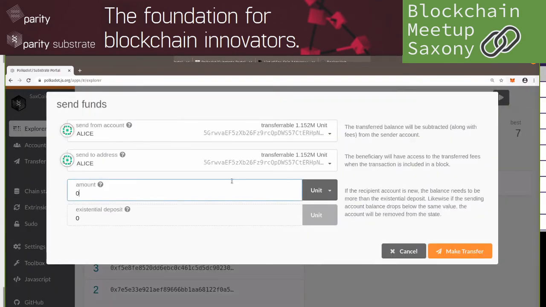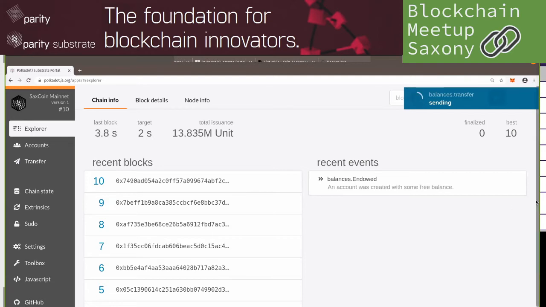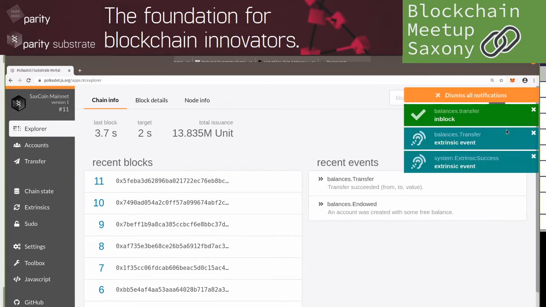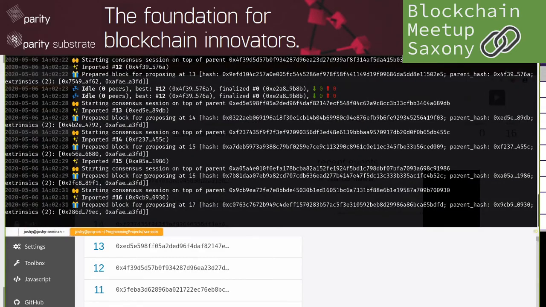And let's see if the transfer works this time. We'll just send some tokens to Bob. And we wait for a block to get mined. Okay, and that worked. So that's interesting. So now the question is, why didn't it work when it was on the mainnet? We'll have to see.